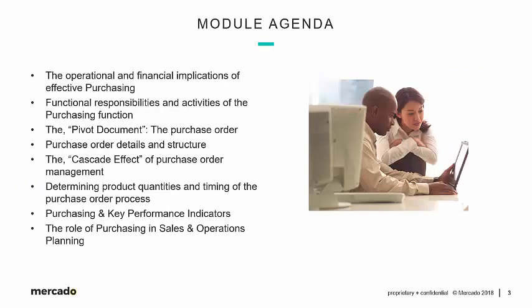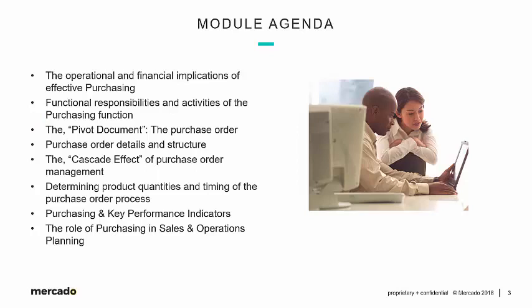Agenda, it's a big one. First, we'll get into the operational and financial implications of effective purchasing. Second, we'll move to functional responsibilities and activities of the purchasing function. What is purchasing responsible for, and what do they do? That pivot document, as we described it, the purchase order. Purchase order details and structure, what needs to go into a purchase order.